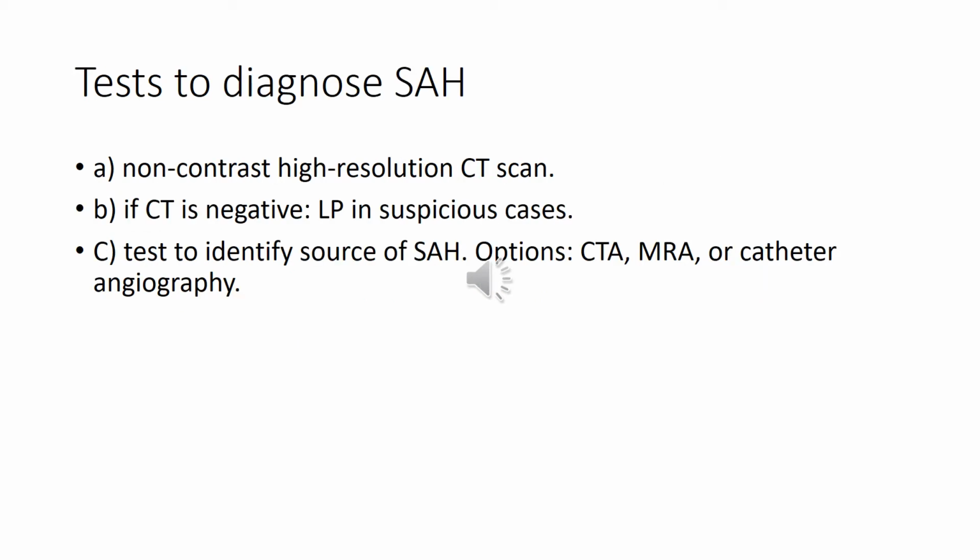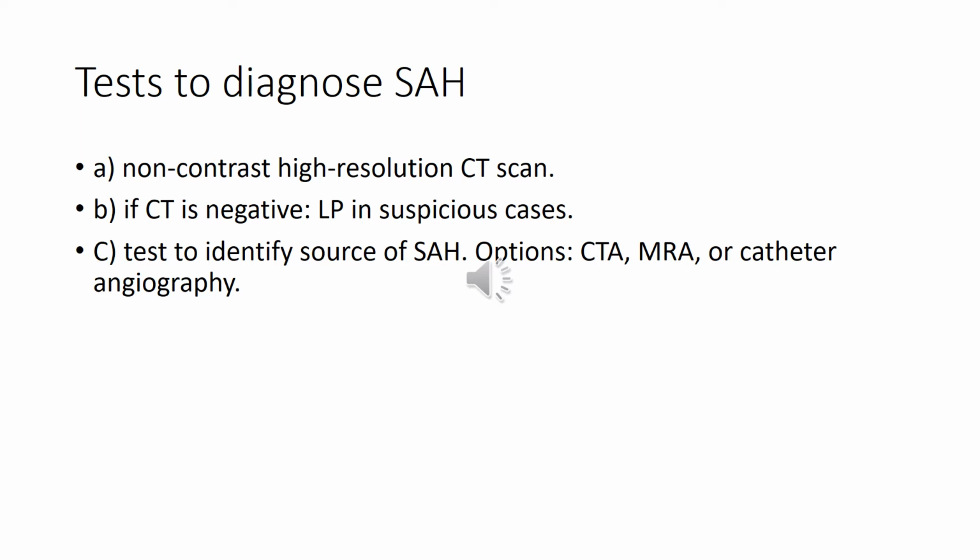Now, how do we diagnose patients with suspected spontaneous subarachnoid hemorrhage? The gold standard is a non-contrast brain CT scan. If this CT scan is done and shows no subarachnoid hemorrhage, but you still have a high suspicion of subarachnoid hemorrhage, a lumbar puncture is done. And why is the lumbar puncture done? The idea behind it is to detect RBCs in the CSF.